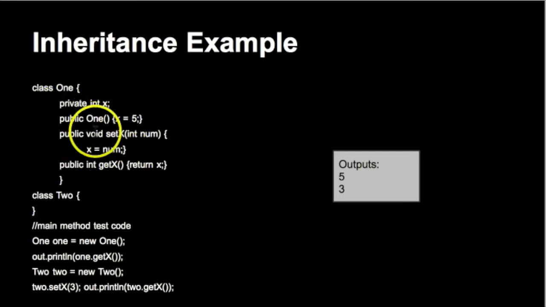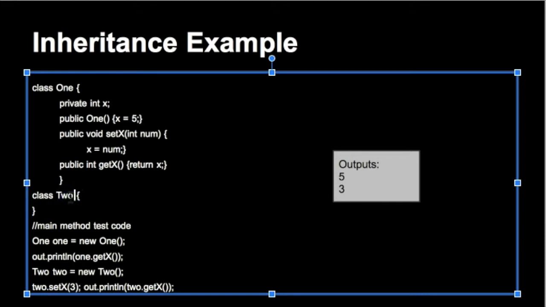And then we're going to have our setX method, which is going to take a parameter of an int and call it num. What this is going to do is set the value of our instance variable to the value that's passed through this method when it's called. And then our getX method is our accessor method, and it basically just returns x.